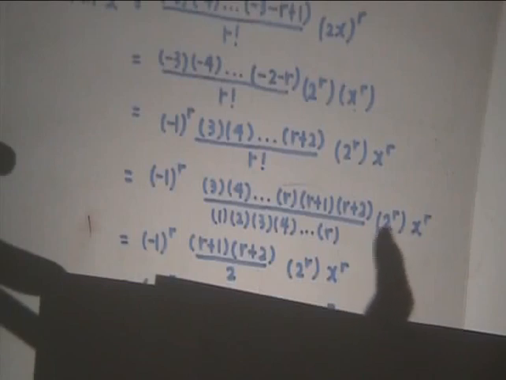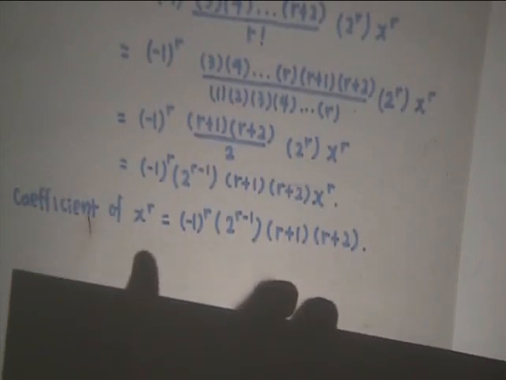And then we continue to write 2 to the power of r, x to the power of r. So from here, you can see that this is also 2, this is 2 to the power minus 1. So I can write it as minus 1 to the power of r remains, and then this is base 2 and base 2, so this is 2 to the power of r minus 1. Continue writing the numerator r plus 1, r plus 2, and x to the power of r.